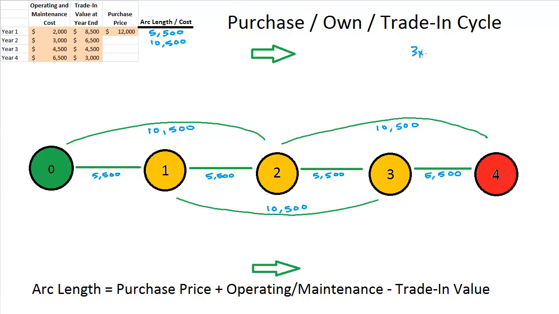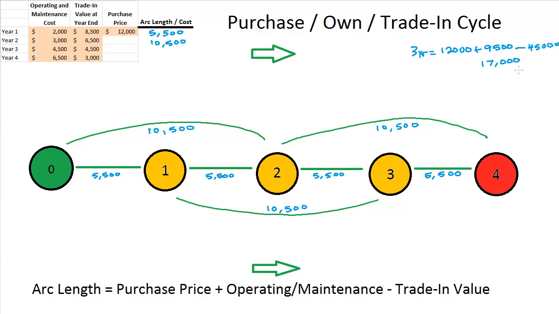So we have 3 years. So that's $12,000 plus $9,500 in maintenance and operating costs minus a trade-in value of $4,500. So that comes out to $17,000.